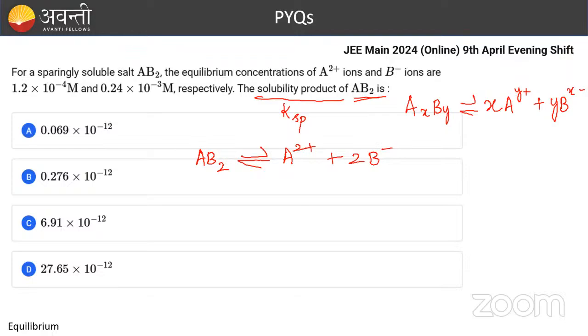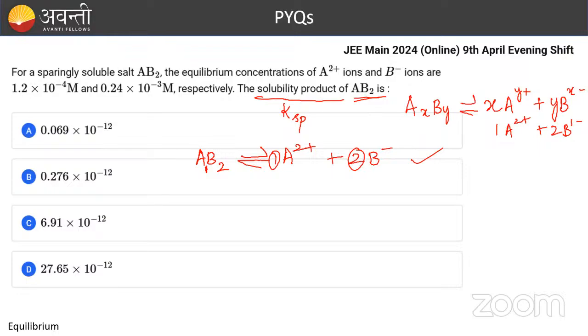And here x is 1 and y is 2. So 1 into A power 2 plus and 2 into B power 1 minus. So that is why we are getting this equation. Now what I have to do to find out the solubility product? Here I have one cation and two anion, right?